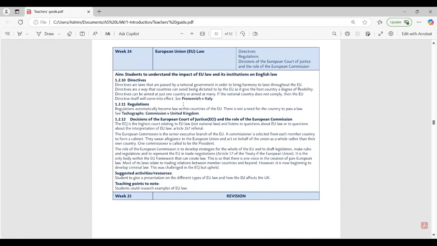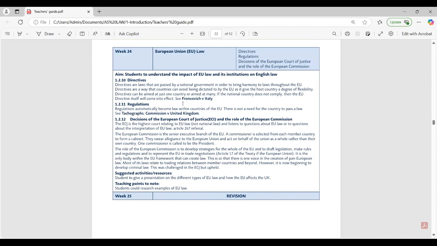And next, another major area is European Union law. As you all know, the UK is not a part of the European Union anymore. They left it in 2020, but your syllabus was formed in 2017, so this topic is still there in the syllabus. Here you have to learn the different sources of European Union law and how it has affected the UK.